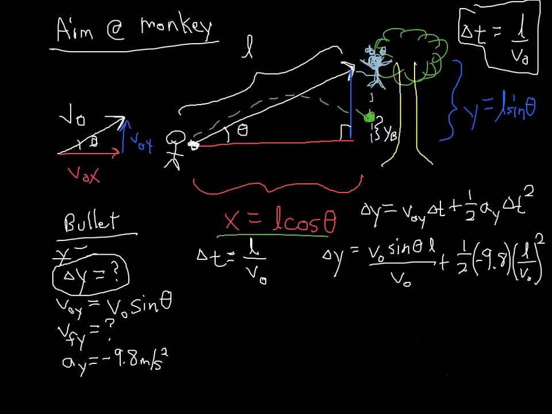So I can look at my equation, see if I can simplify it a little bit. My V naughts are going to cancel out, and I end up with a final change in Y position of: change in Y is going to be equal to L times the sine of my angle. All I did here was rearrange this sine of theta times L. I just brought the L out front. Minus a 4.9 times L squared over V0 squared. I got that 4.9 by taking 9.8 times 1/2.